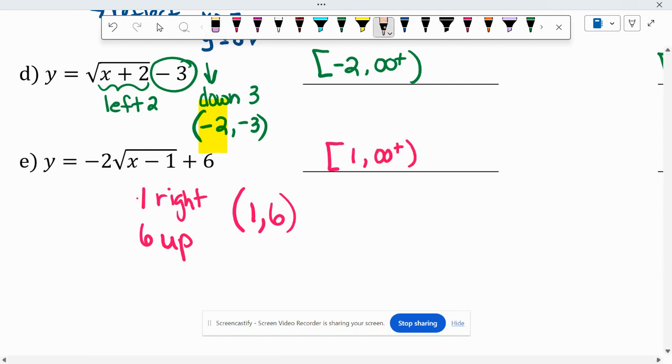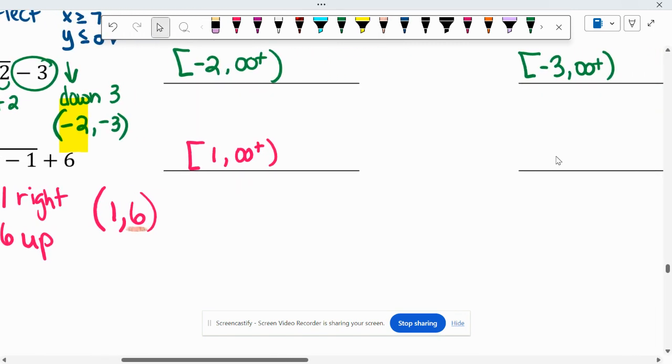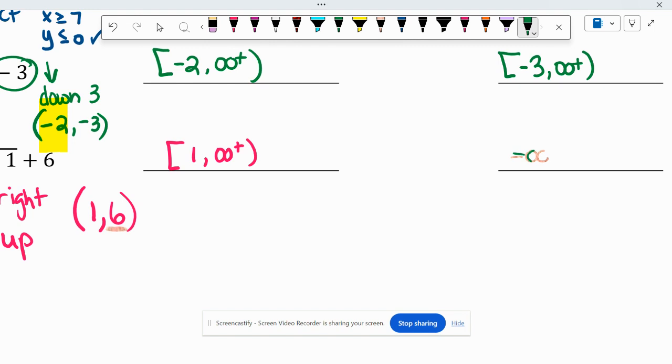But look at this guy right here. What does that tell me to do? Reflect. So this is the largest y value. Everything else is below that. How do I show that 6 is the largest y value? How do I write that? Negative infinity, and then 6 with a bracket.